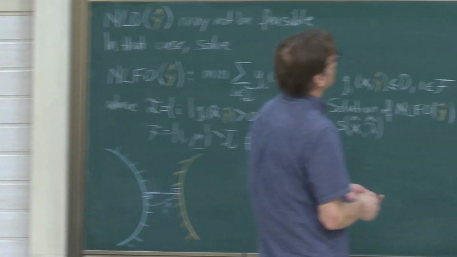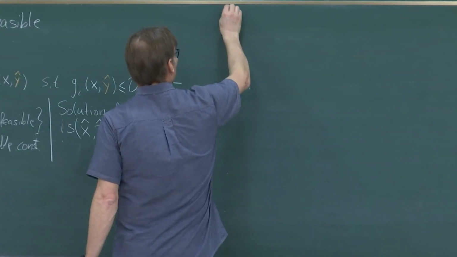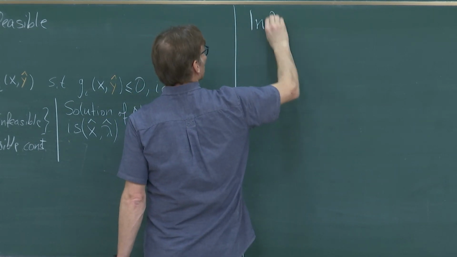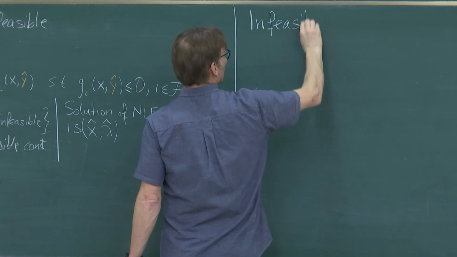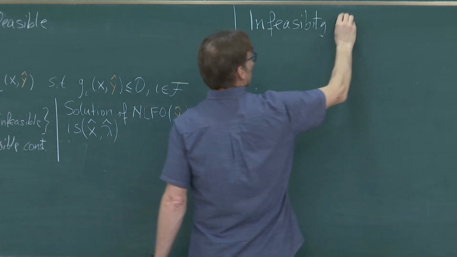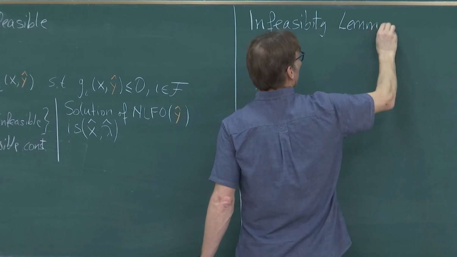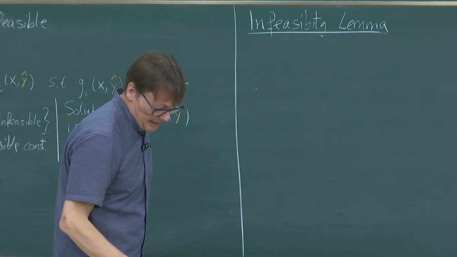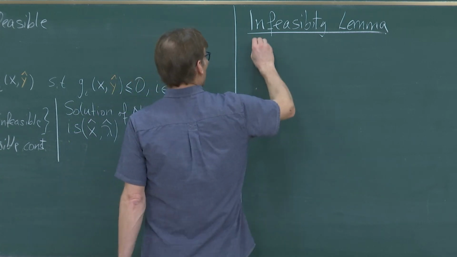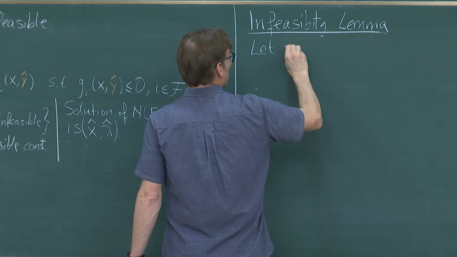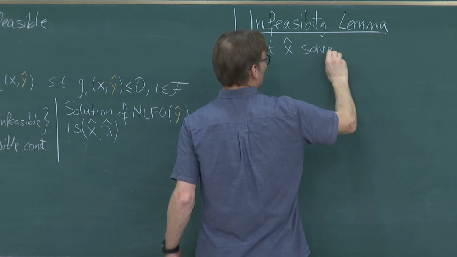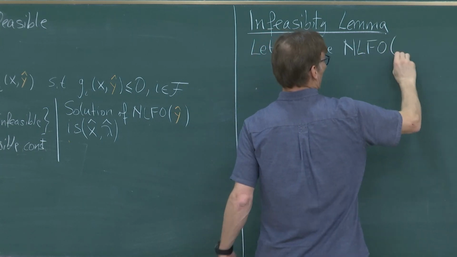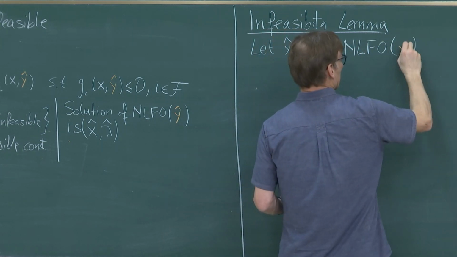Okay. And then, like the optimality lemma, there's an infeasibility lemma. And I just write the lemma down. I'm not going to prove it, but the proof uses the same trick. So here's the infeasibility lemma. We let x hat solve the nonlinear feasibility optimization problem around y hat.